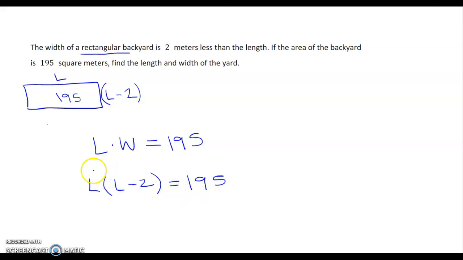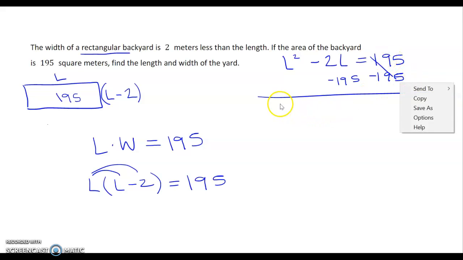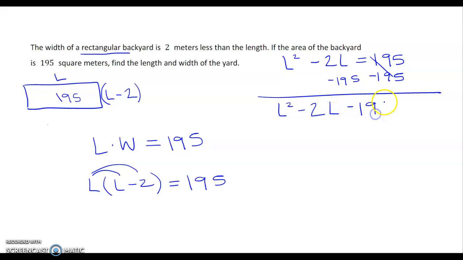And then let's solve. So first we'll distribute this 2 in. I'm going to take this up here. So we get L squared minus 2L equals 195. So we can see now we have a quadratic equation. Whenever we're solving a quadratic equation, we want it equal to 0. So we're going to minus 195 on each side. So it's equal to 0. So cancel those. I get L squared minus 2L minus 195 equals 0. So there's our goal. That's what we want. And so now we can factor this.